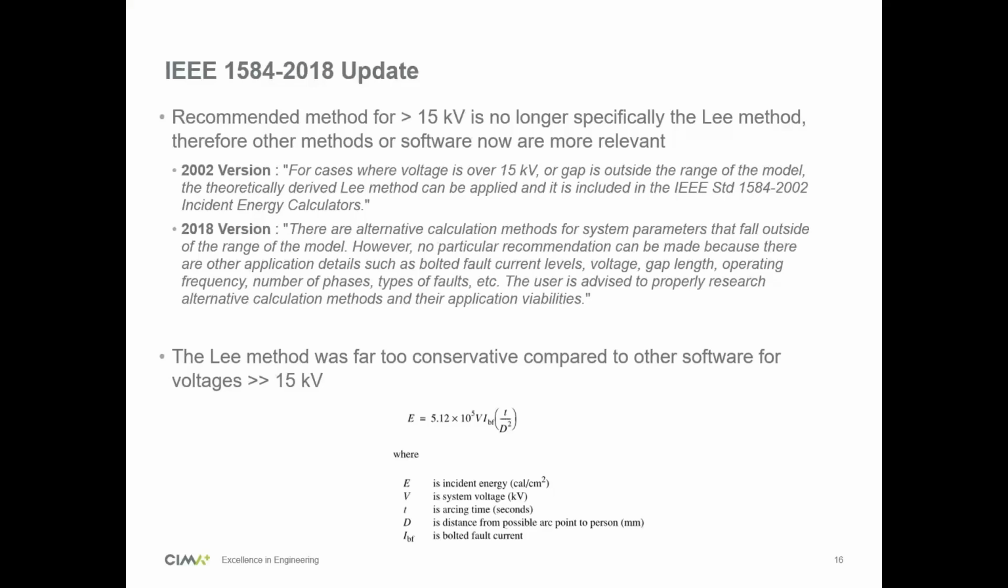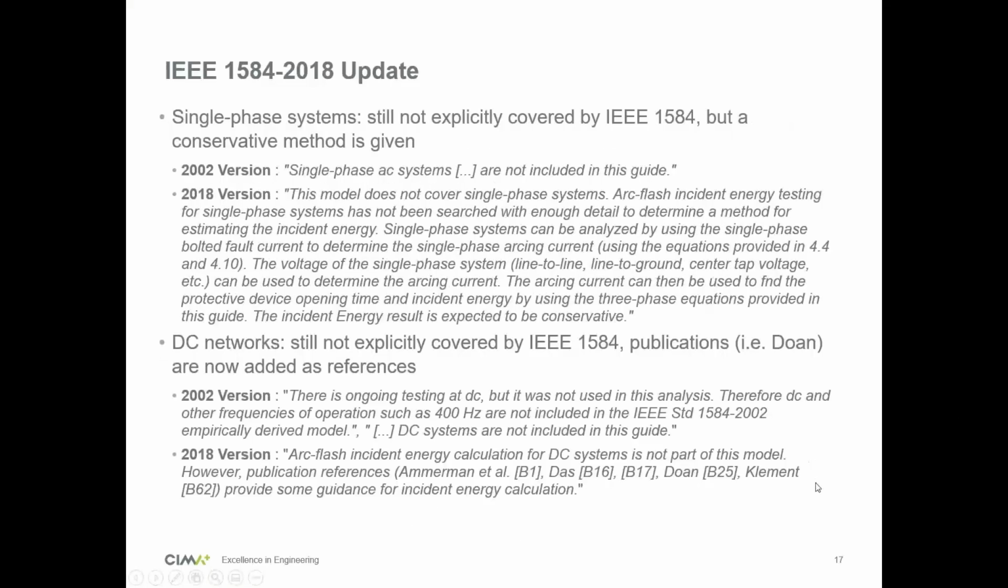So the Lee method was sometimes a problem in our arc flash studies because it was very, very conservative for medium to high voltages. So this, just to give you an idea, is the equation of the Lee method. It was as simple as that. Just a constant term multiplied by voltage, fault current, arc time, divided by working distance squared. So the new methods for higher voltages are a bit more complex, of course.